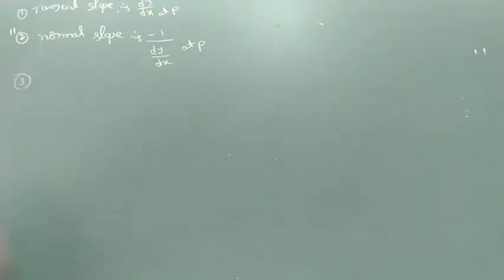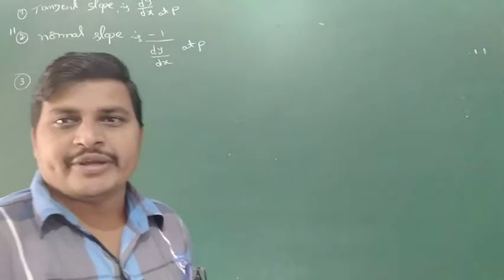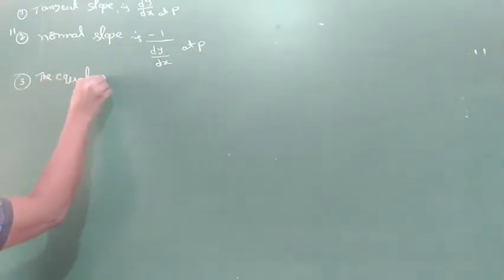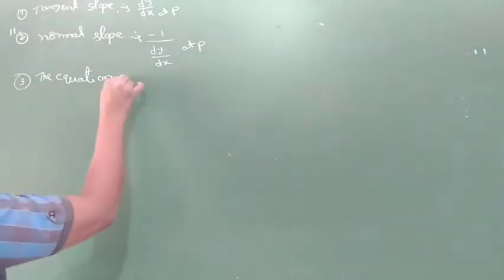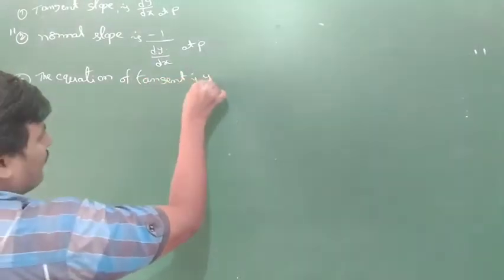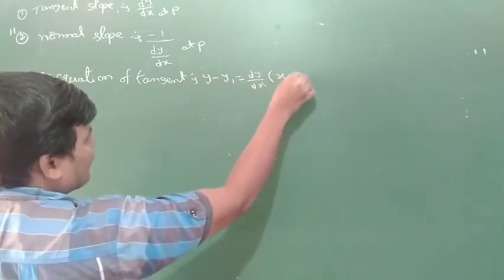So yesterday we completed the concept of the tangent slope and the normal slope, with different types of problems: find the tangent slope, find the normal slope. Next, today, let us go to the equation of tangent. The equation of tangent is y minus y1 is equal to dy by dx into x minus x1.